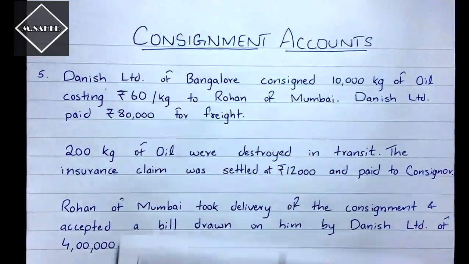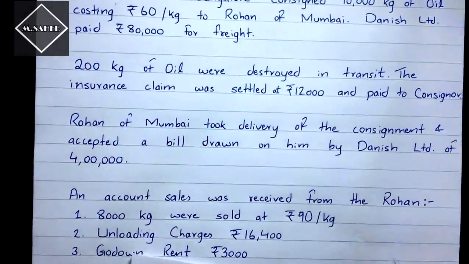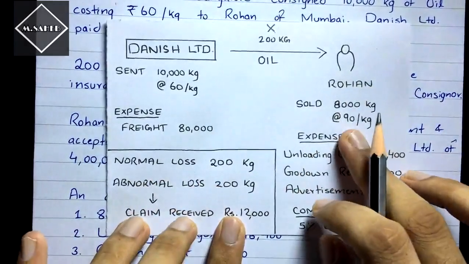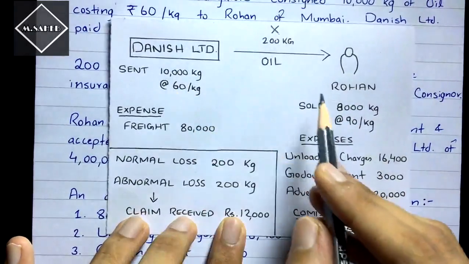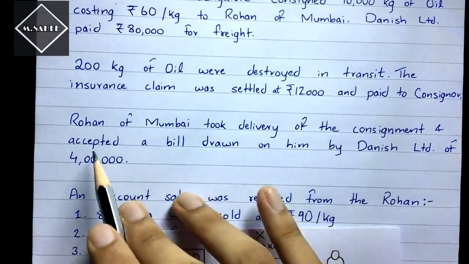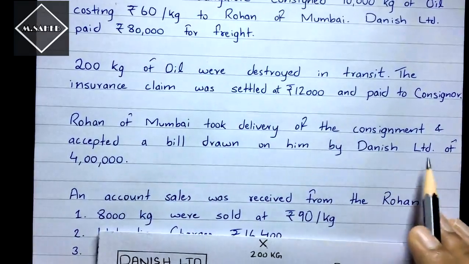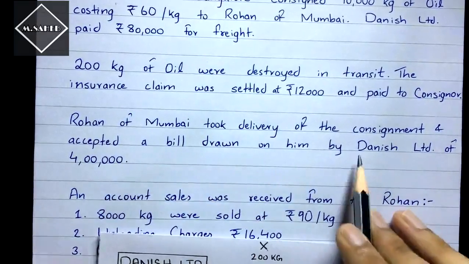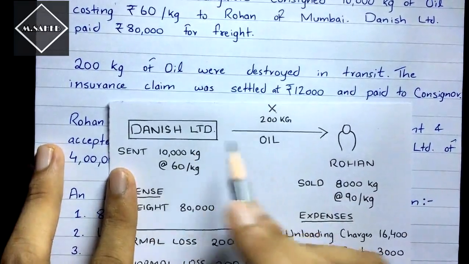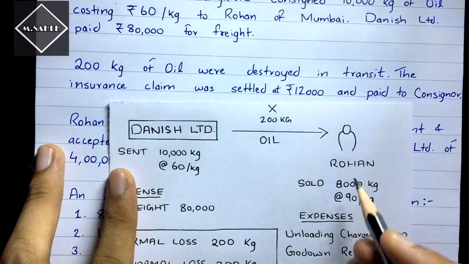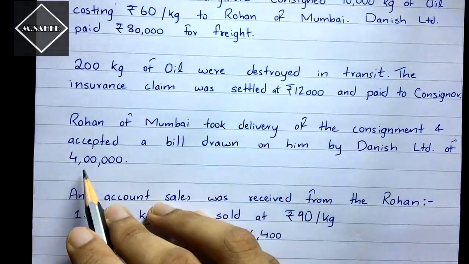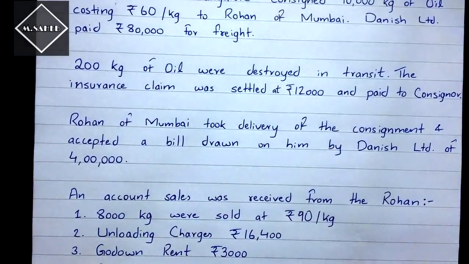Then they have said Rohan of Mumbai took delivery of the consignment. That means Rohan received the consignment from Danish Limited, and accepted a bill drawn on him by Danish Limited of 4 lakh. So Danish Limited, the consigner, drew a bill on Rohan, and he accepted the bill of 4 lakh.